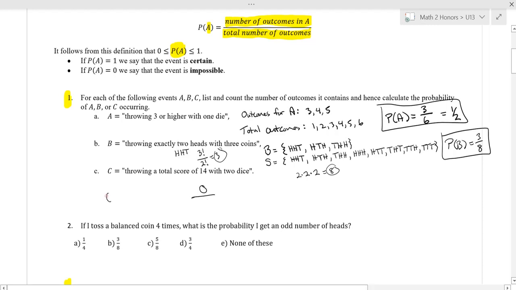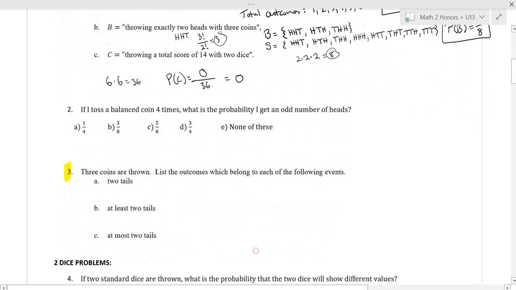Well, I have 6 outcomes on the first roll and 6 outcomes on the second roll, so there's 36 total outcomes. So 0 out of 36 would be the probability of C, which is just 0. So not going to happen. Probability of 0 means it's impossible. Number 2 is for you on homework.